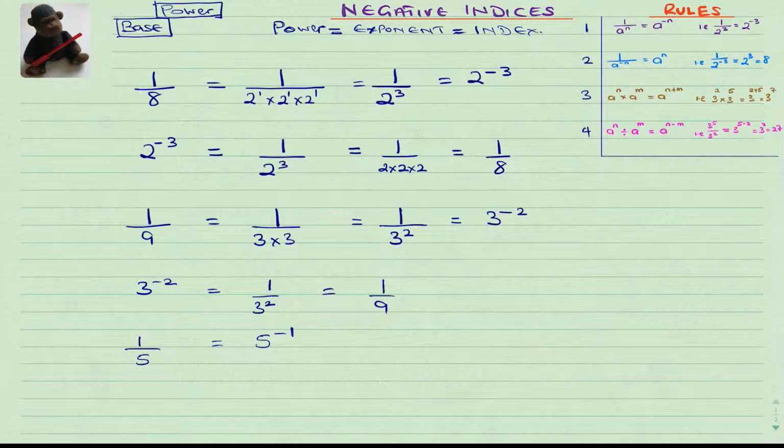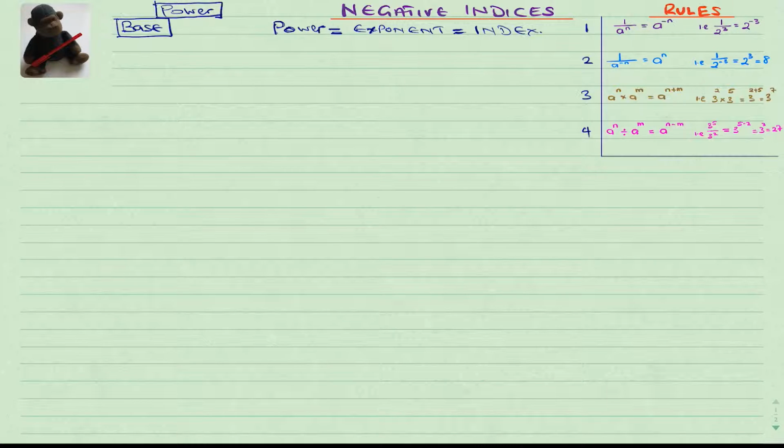What about 1 over 1000? That will become 1 over 10 times 10 times 10, which then becomes 1 over 10 to the power of 3, and that will become 10 to the power minus 3. So let's try a couple of examples now.